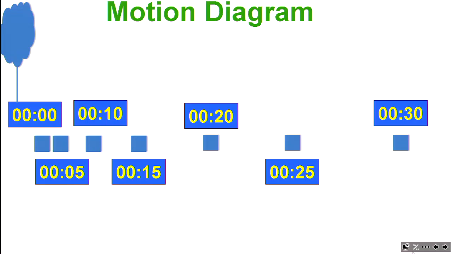But the next step, we can connect all the dots. We can connect all the locations. And this line represents the path. But in physics, we also call it trajectory. A trajectory is the line of the motion of an object. That's an official definition.